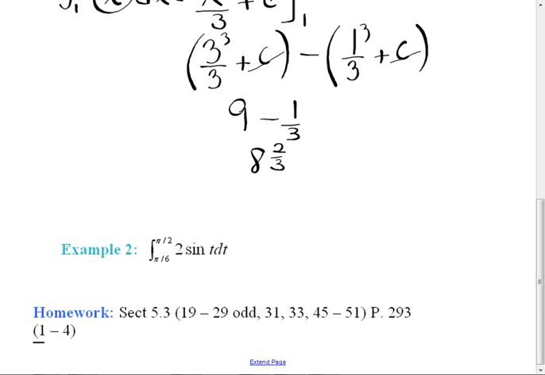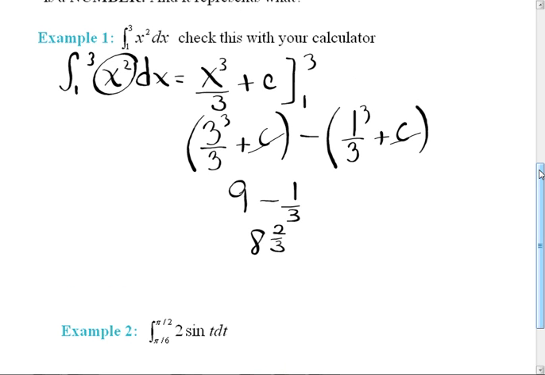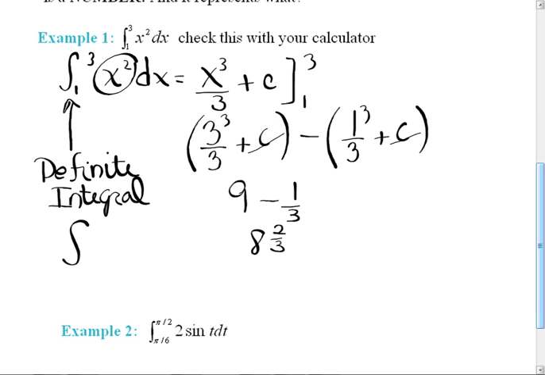By the way, when you get an integral that looks like this, when you have these limits here, it's called a definite integral because there's a definite answer. Remember, it's a signed area. You're still finding the area. If you have just this, it's called an indefinite integral.